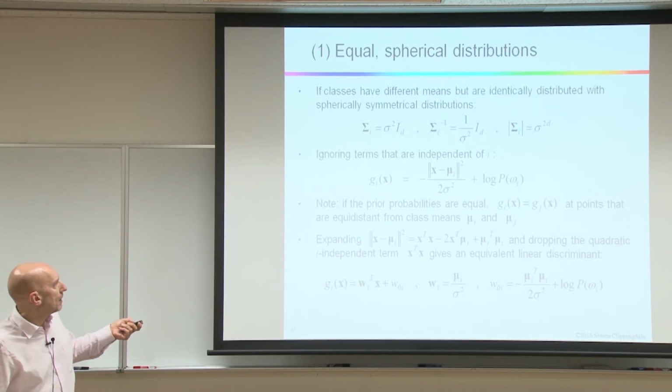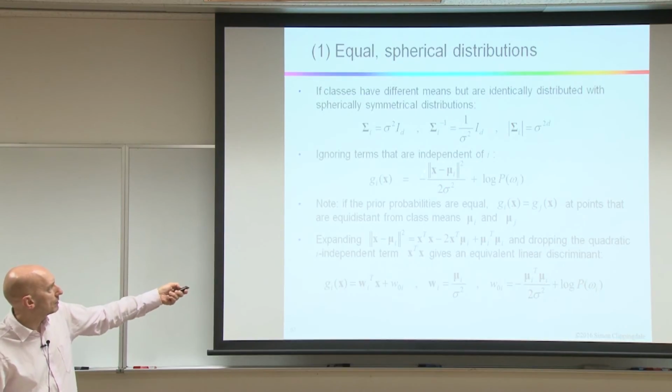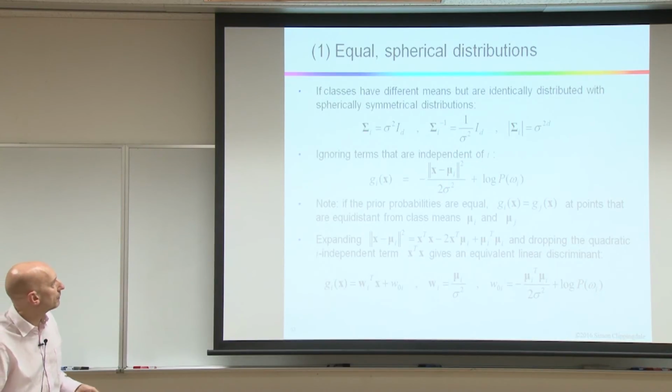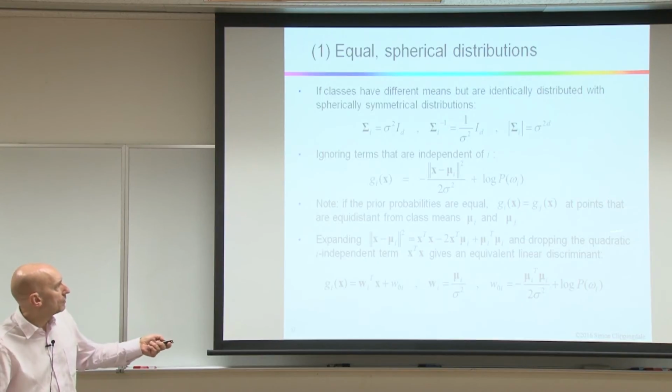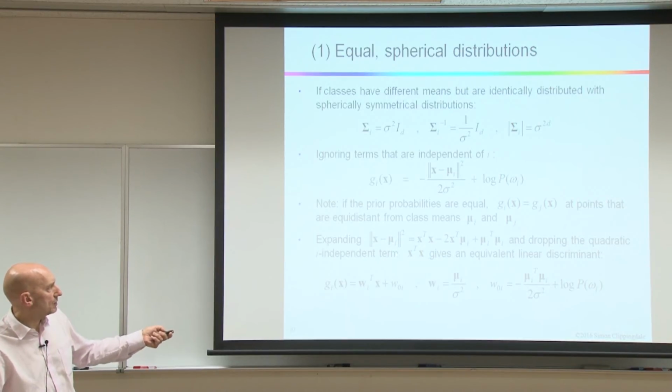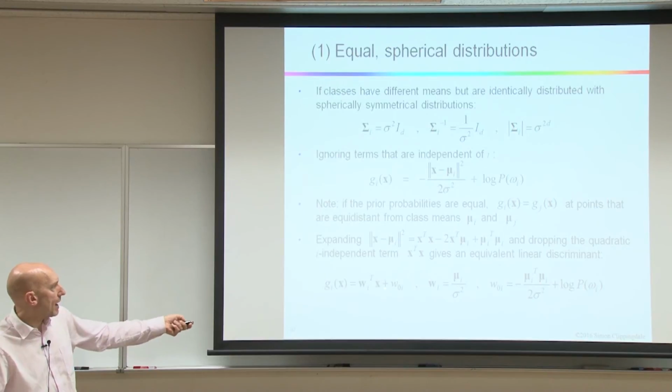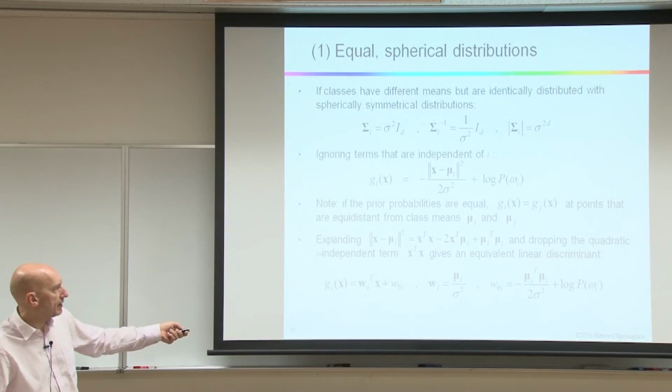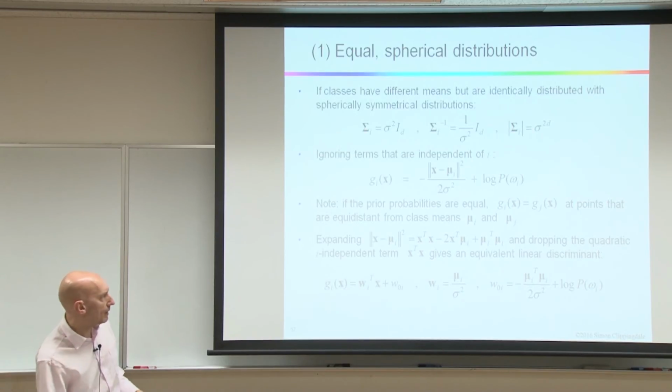Okay, so if you expand this thing, which is this thing from the top of our fraction here, drop the quadratic term, which is this, it just gives you a linear discriminant, which is this thing. So x doesn't appear as the square like in here. It's just a linear function. Okay.